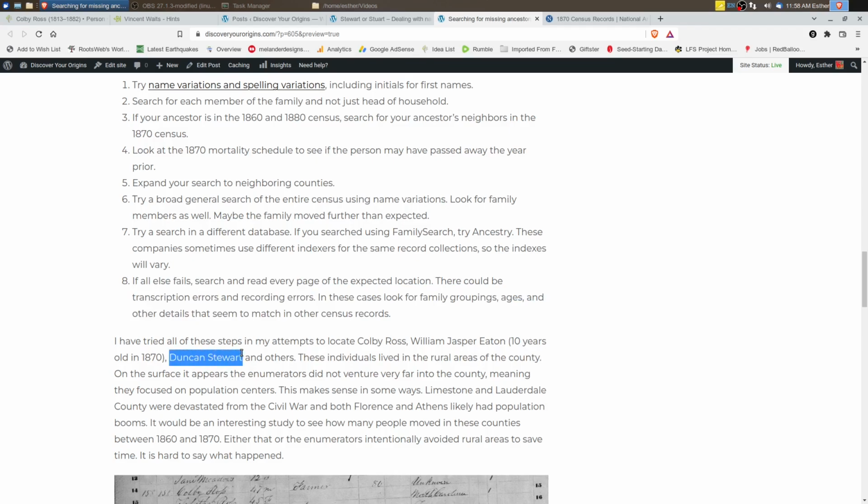Duncan Stewart is somebody that I have a lot of interest in Lauderdale County, and he's not listed in the 1870 census either. So that kind of begs the question: why were there people missing in the southern states in the 1870 census?